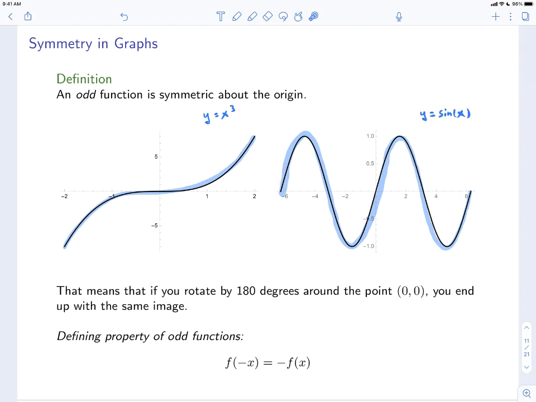Same idea with sine of x. If we go to the left, then we drop down instead of, if we went to the right, we went up.